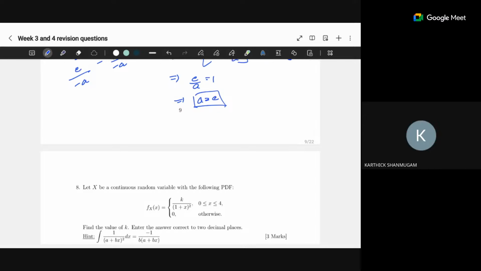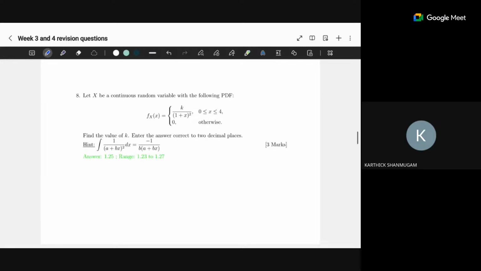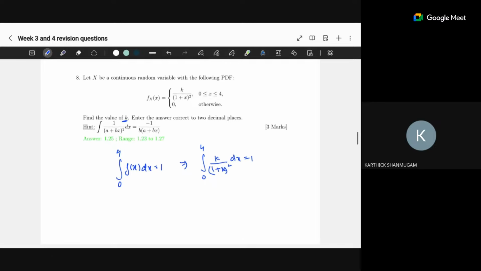Shall we discuss the approach of this, ma'am? Yeah, sure. We have to integrate it, right? So we have been given f(x) and we need to find the value of k. We know that the whole integration of f(x) equals 1. So I can take it as integral from 0 to 4 of k upon (1 plus x) whole square dx equals 1, correct? Now k I will just take out: integral from 0 to 4 of 1 upon (1 plus x) whole square dx equals 1.